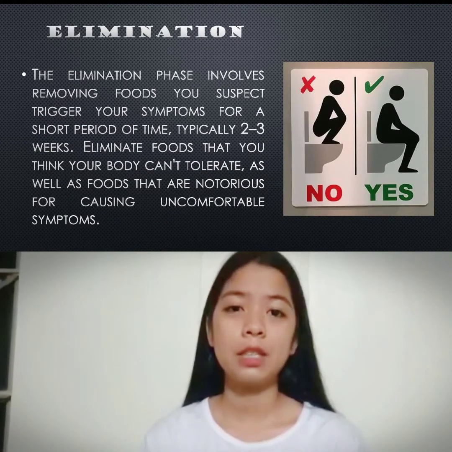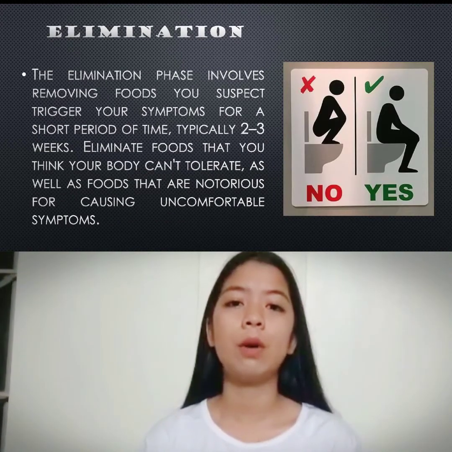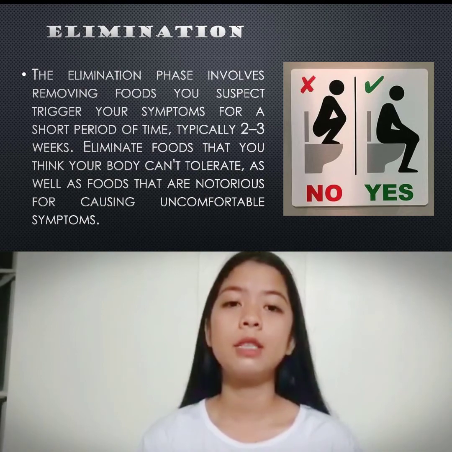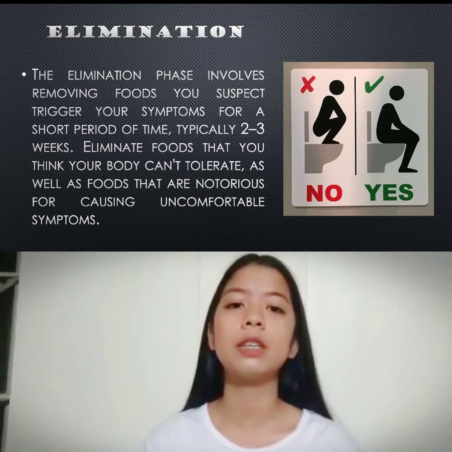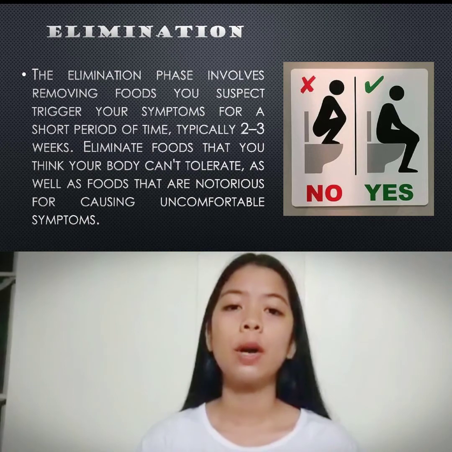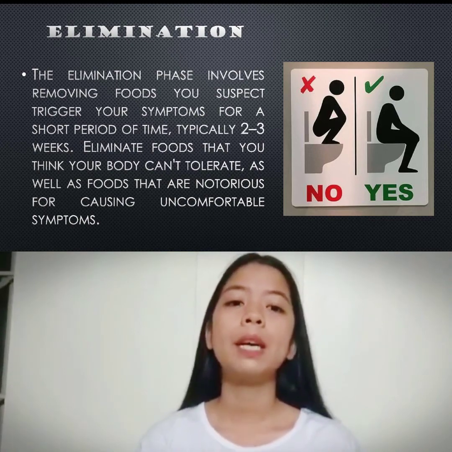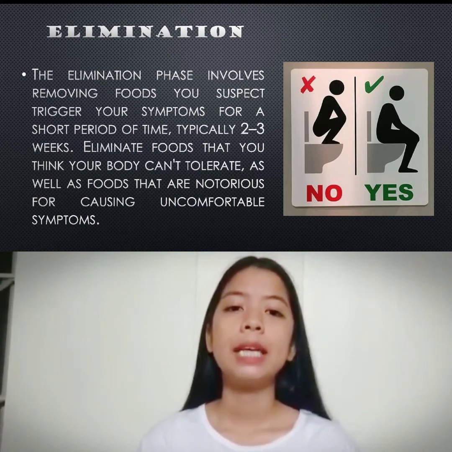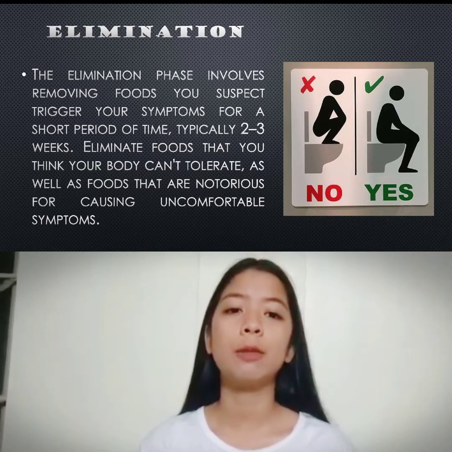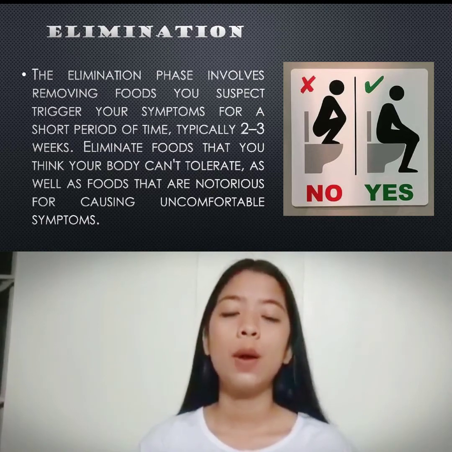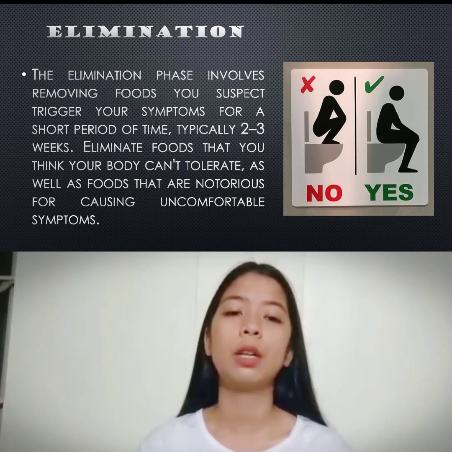Last is elimination. The elimination phase involves removing foods you suspect trigger your symptoms for a short period of time, typically 2 to 3 weeks. Eliminate foods that you think your body can tolerate, as well as foods that are notorious for causing uncomfortable symptoms.